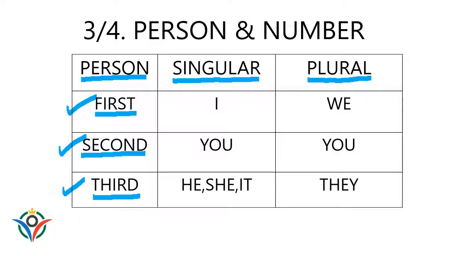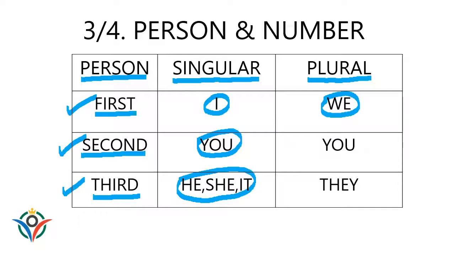So let's go through these together. The first person singular is I. The second person singular is you. Third person singular, he, she, or it. Onto the plurals. The first person plural is we. Second person plural is you. And third person plural is they. So it's probably best to get familiar with this table and to learn it off by heart going forward.